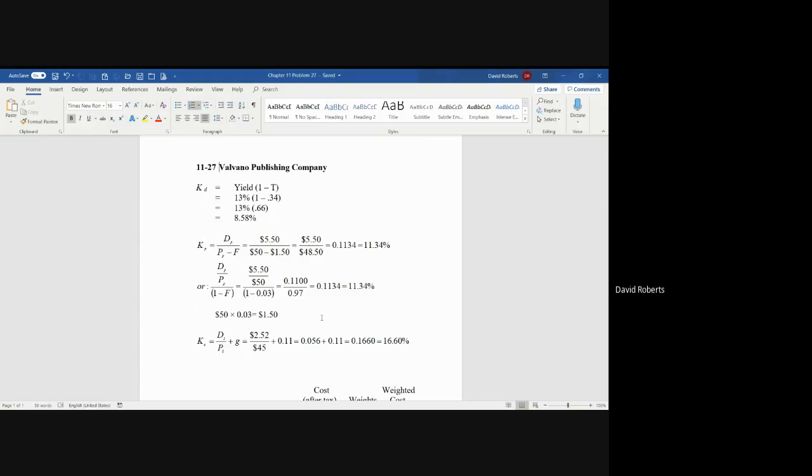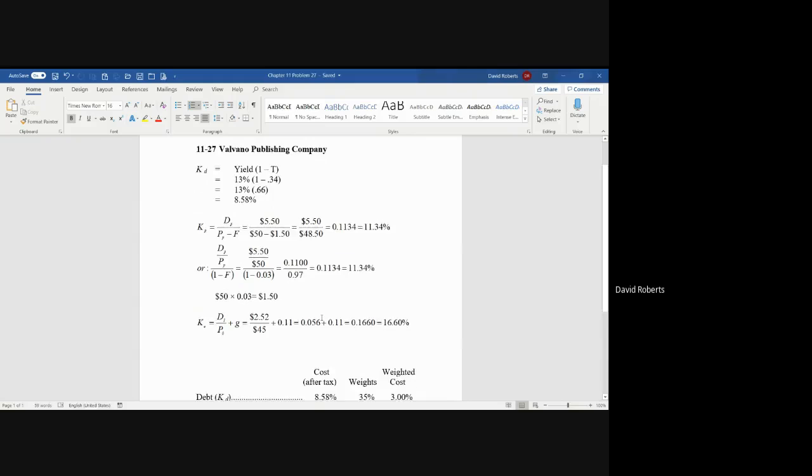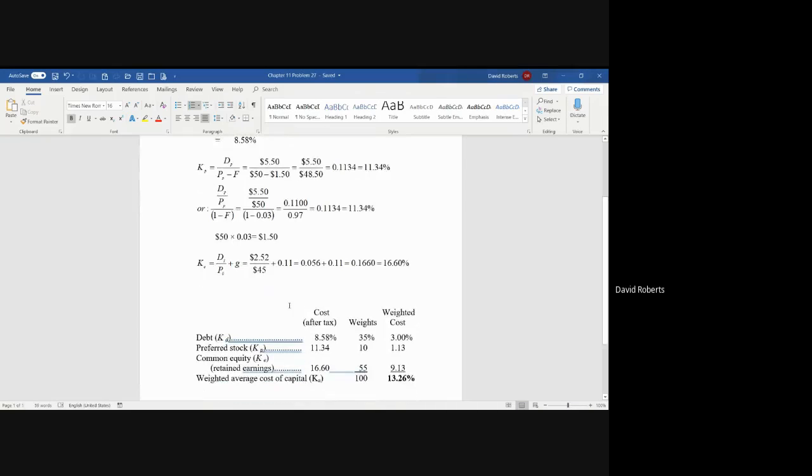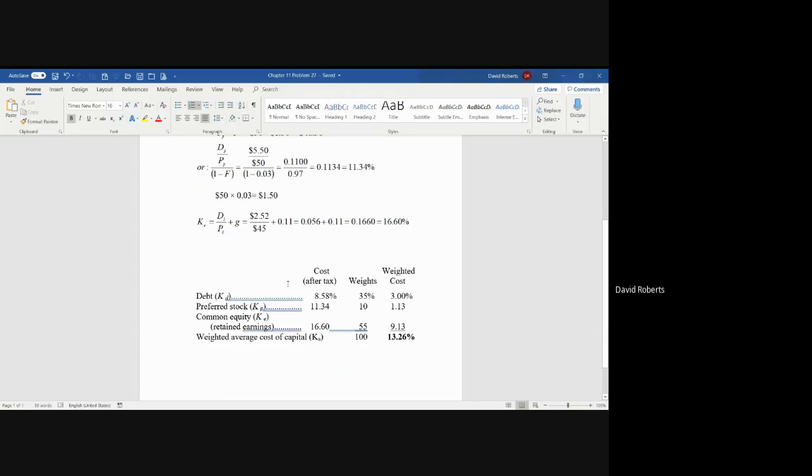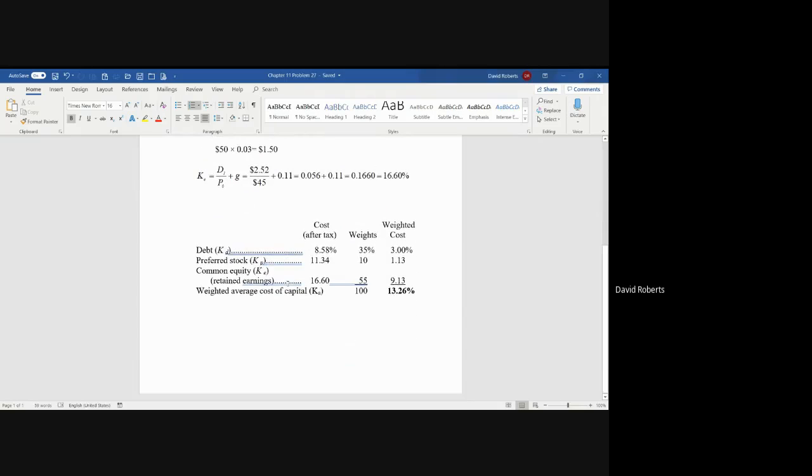Common shares, cost of equity: the dividend next year is $2.52. You simply divide it by today's market price for the share of $45. You wind up with, after adding the growth rate of 11%, 16.6%. Again, KP and KE are not adjusted for taxes because dividends are not tax deductible, where interest expense is.